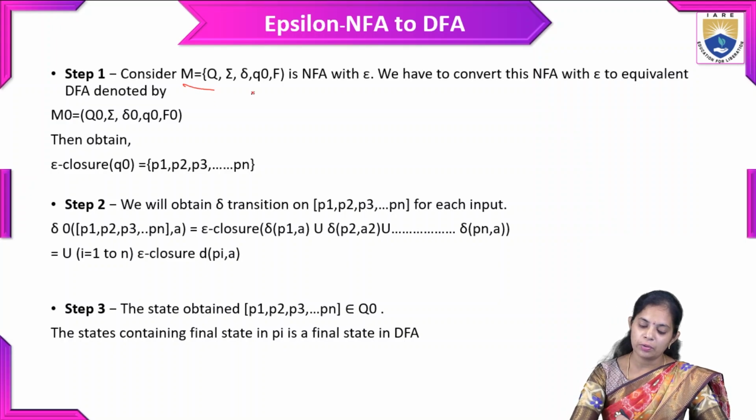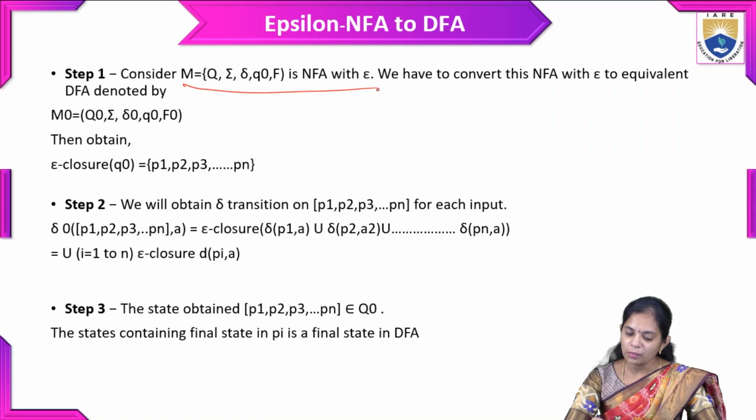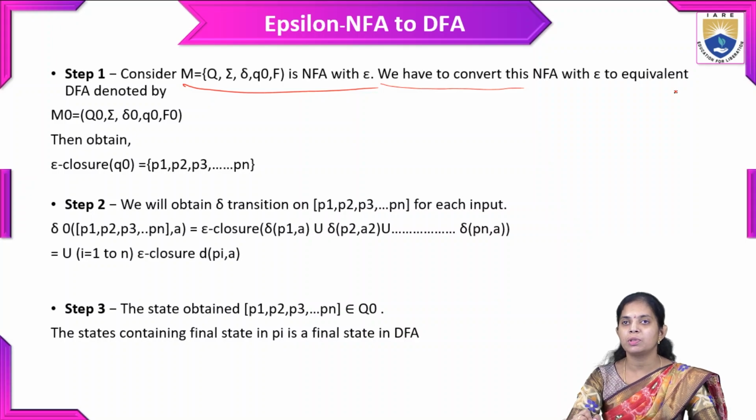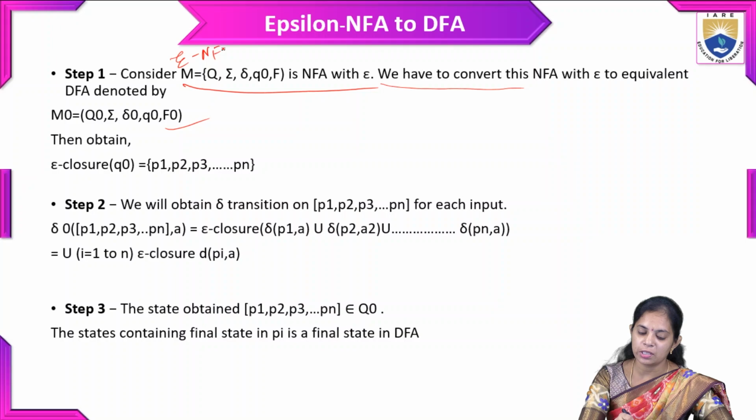So here, consider the input is an epsilon NFA. What we just discussed is the definition of epsilon NFA. In this definition, we need to include every transition output with the epsilon moves. We have to convert this epsilon NFA to an NFA without epsilon, so that then we can convert it to a normal DFA. Here we have two things: one is the epsilon NFA definition, and now we will convert it to a DFA.